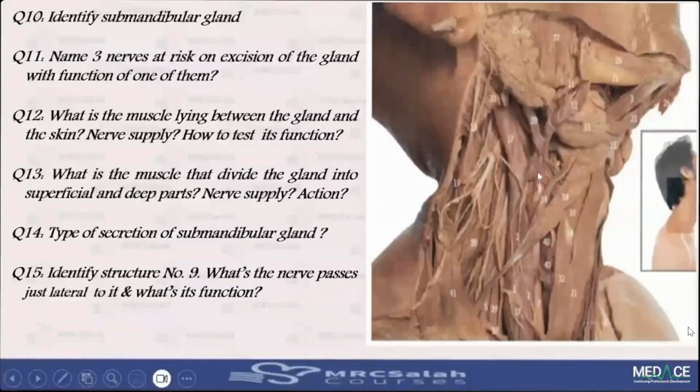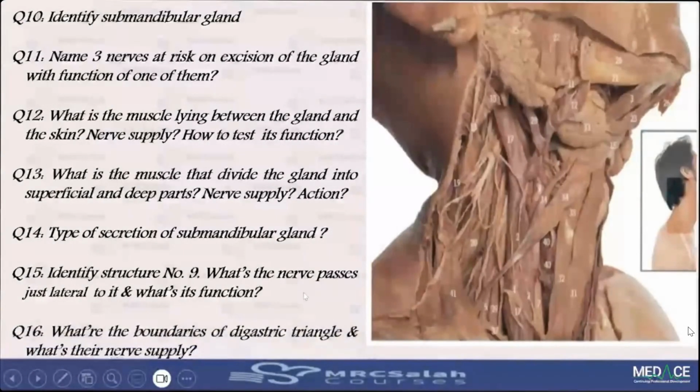Number 9, let me find. It's the external carotid artery. And what is the nerve that passes just lateral to it? Just lateral to it is the vagus nerve. Posterior to it is the vagus. Lateral to it is... Can I pass it? I don't know the answer. It's the hypoglossal nerve. And what is its function? You answer this question, please.